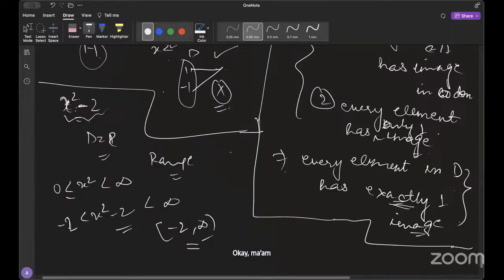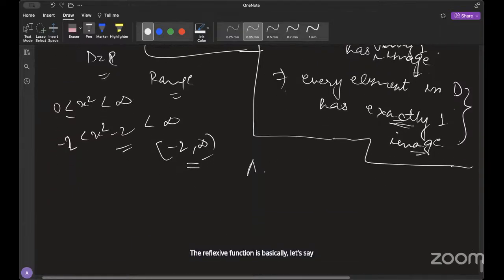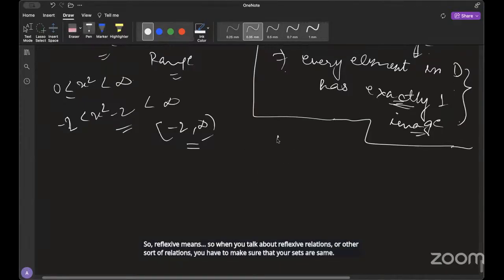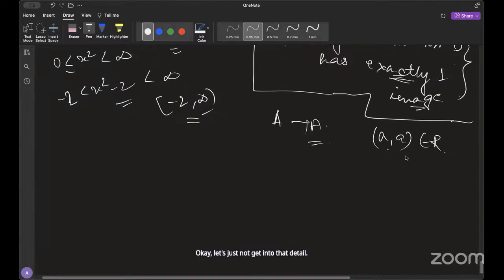Okay, ma'am. So, ma'am, please explain the reflexive and other functions. So a reflexive function is basically, let's say you have A, you have a relation from A to B. When you talk about reflexive relations or other sorts of relations, you have to make sure that your sets are the same. So you have to take your relation from A to A itself, because otherwise you can't have a point here in the relation. Your reflexive relation simply means that A should be in the relation.